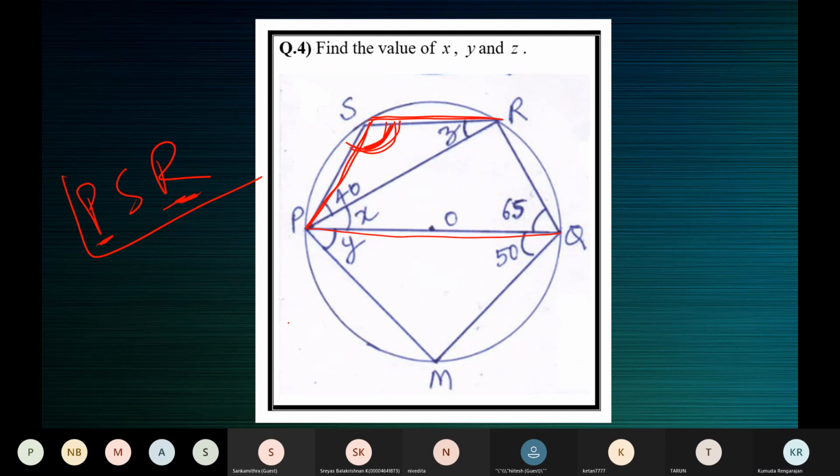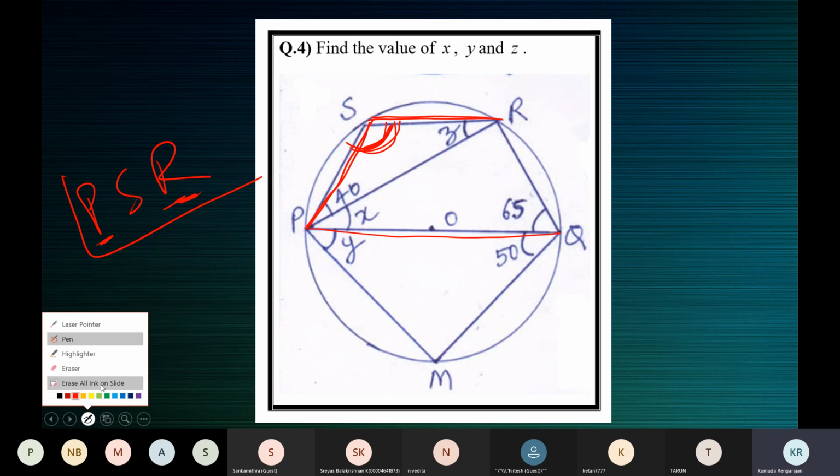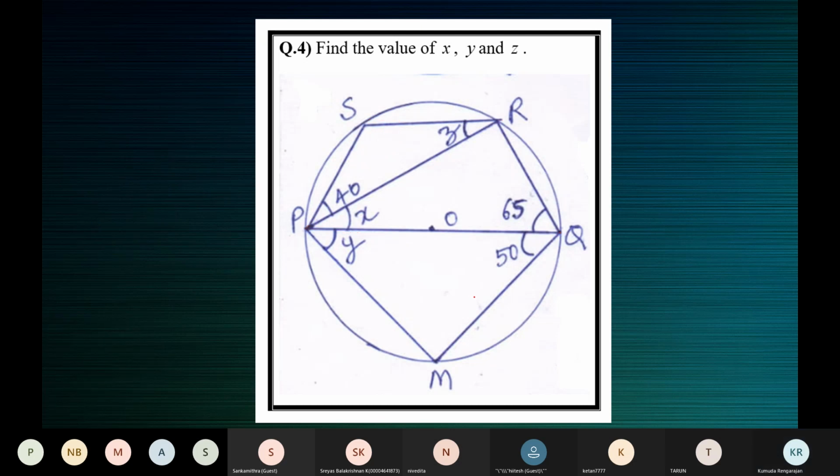Okay, children. Please try this. As I've told you earlier, let the diagram be big enough. Don't make a very small one, it is difficult to analyze the information given. Draw a big one. It can be as big as you see on the screen.